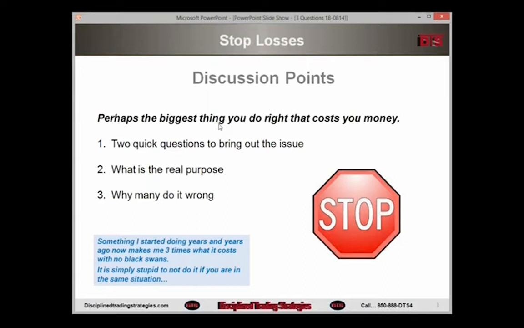Now, before you start swearing at me in the text or saying other things, just wait till I get through with this and you'll see where I'm going. 2 quick questions to bring out the issue and decide how much this affects you. What is the real purpose of stop losses, and why do many do it wrong?